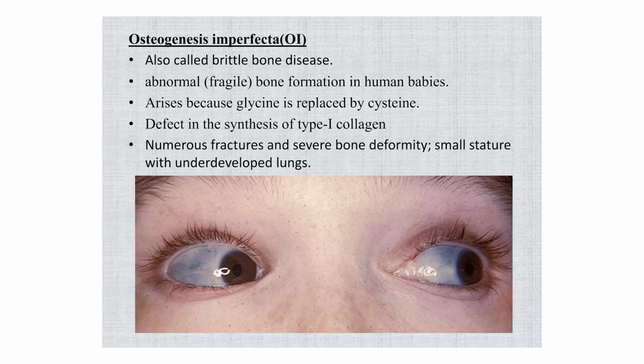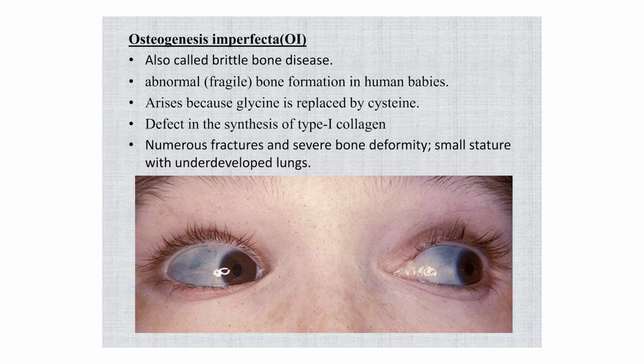Then we can also see what is known as brittle bone disease, abnormal fragile bone formation in human babies, which arises because glycine is replaced by cysteine. So, we can see the primary structure of protein is very important. Any mutation causes the replacement of amino acids, and if an amino acid is replaced by another amino acid, the property is totally changed. So, this mutation causes deformity and genetic disorders.